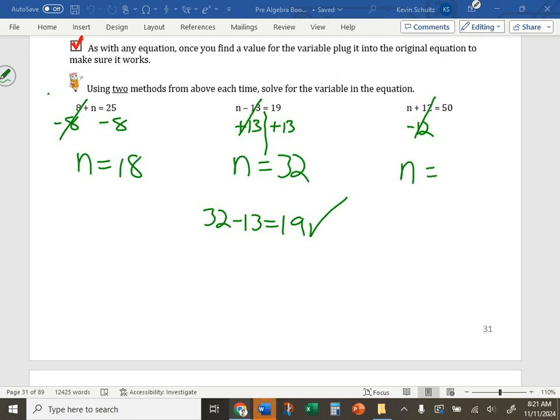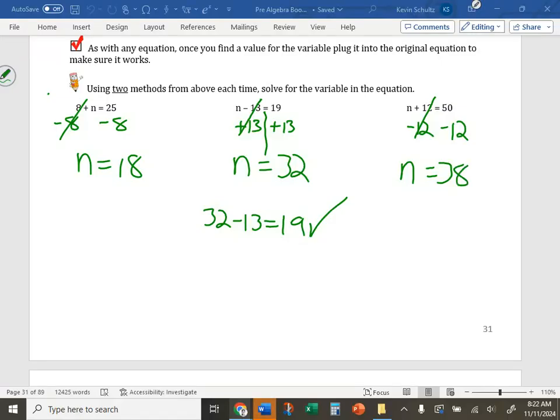So n is by itself, and as Layla said, we also have to subtract 12 from the right side to keep our little equation balanced. Same thing to both sides. Do unto others as you would have done unto you. Do to one side as you do to the other side, right? And 50 minus 12 equals 38.